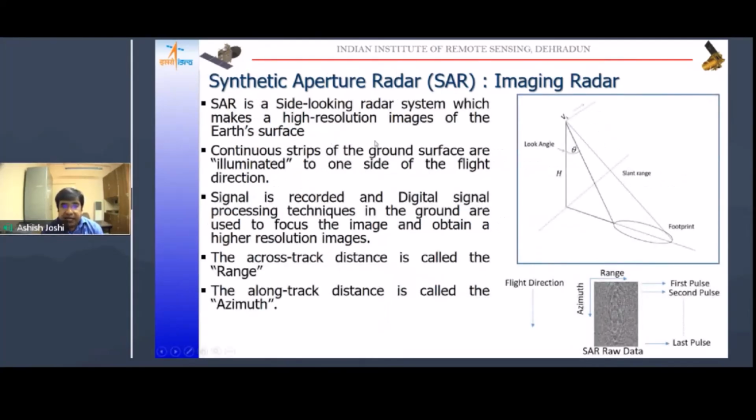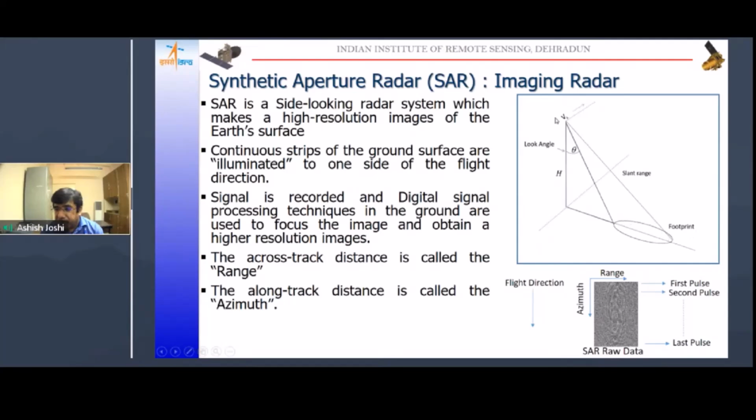So SAR is a side-looking radar system which makes high-resolution images of the Earth's surface. Continuous strips of the ground surface are illuminated to one side of the flight direction. If this is the SAR, and it has a motion in this direction, it illuminates the Earth surface like a torch beam, as we use in our home torch. In the same concept, it will illuminate, and this is called the SAR beam or footprint on the ground.